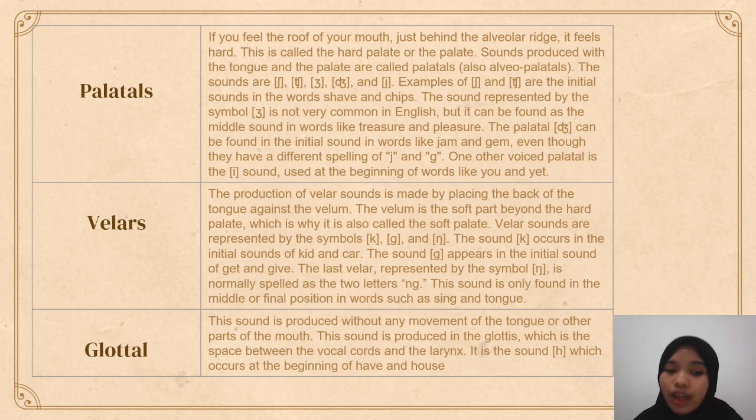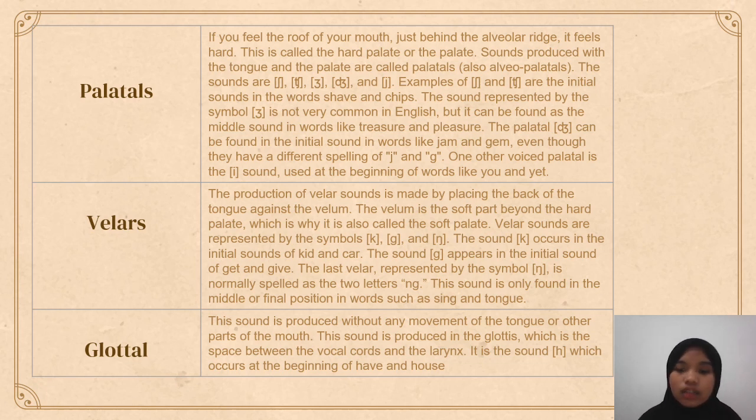So the next is velars. The production of velar sounds is made by placing the back of the tongue against the velum. The velar sounds are represented by the symbols K, G, and ng. The sound K occurs in the initial sound of kind and car. The sound G appears in the initial sound of get and give. The last velar, represented by the symbol ng and normally spelled as the two letters N G, is only found in the middle or final position in words such as sing and long.